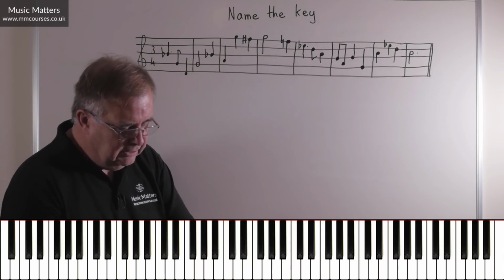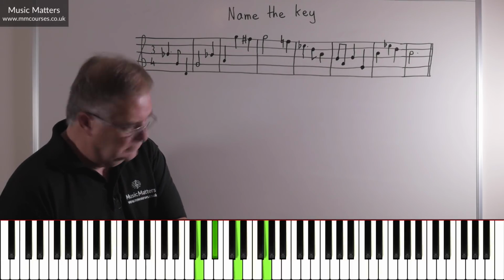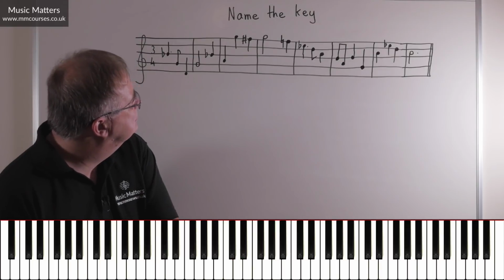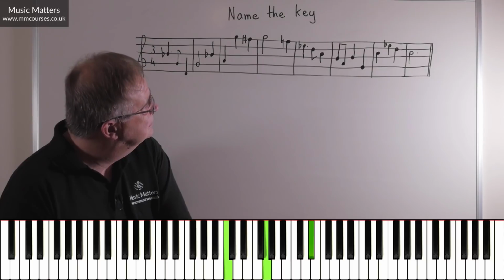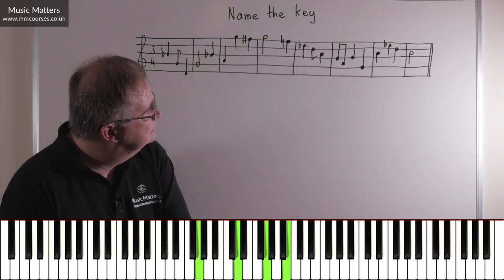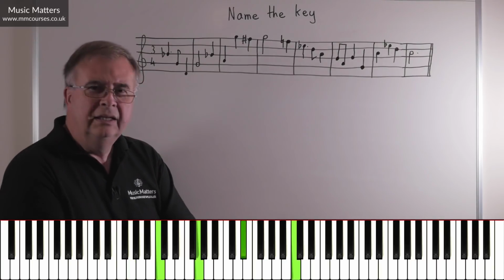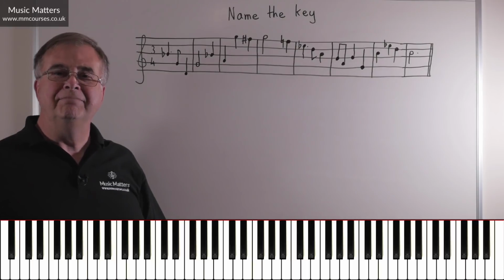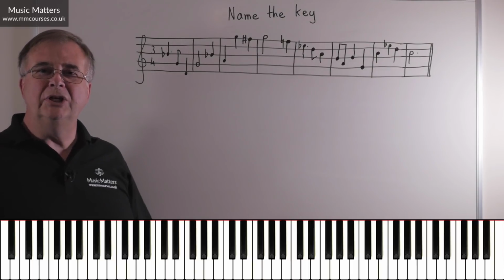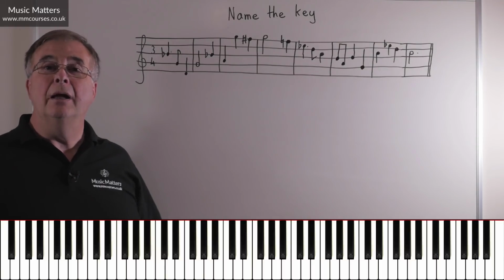So G minor might go something like this. Now listen to the modulation. And there we are in C minor at the end. So I hope that's given you some useful practice in spotting keys and spotting modulation.